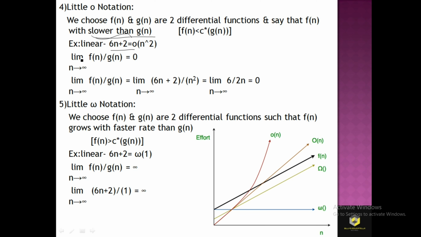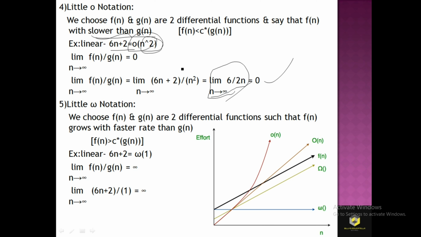So the mathematical notation is limit n tends to infinity, f of n by g of n must equal 0. Here I consider g of n as n square, so I put g of n in the denominator. I applied L'Hospital's rule, which is from mathematics. When we differentiate, we get 6 by 2n, which equals 0, because 1 by infinity is 0.